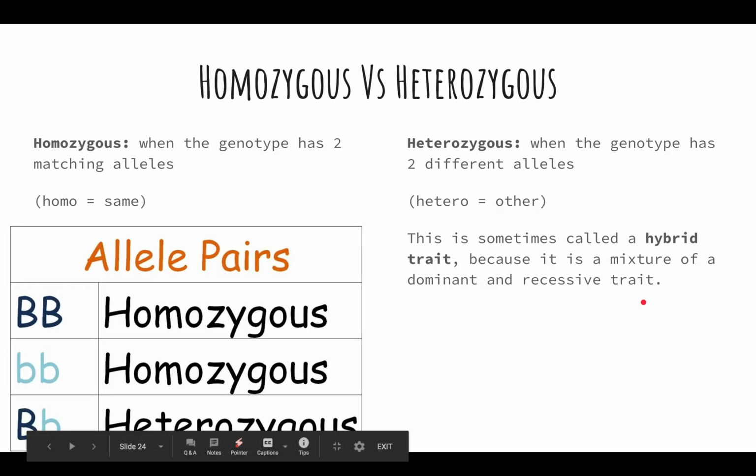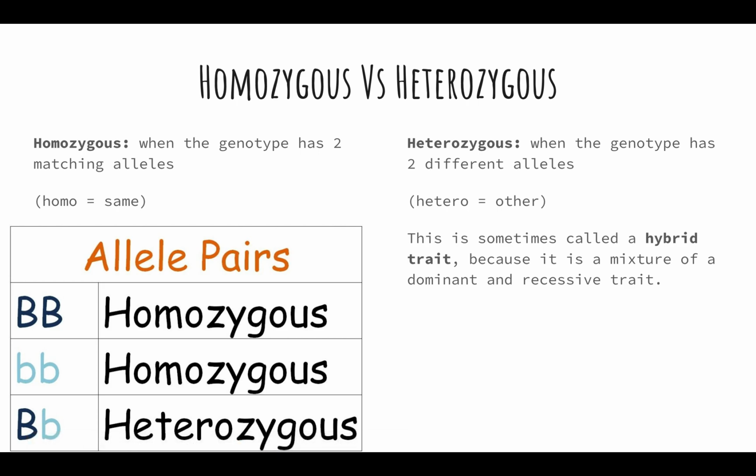And the next term you need to know is homozygous versus heterozygous. Homozygous is when the genotype has two matching alleles, because you remember homo means the same, like homologous that we've studied in our previous level. So if it's got two matching alleles, we call it homozygous, and if it has two different alleles, we say heterozygous. Hetero means other or opposite sometimes.